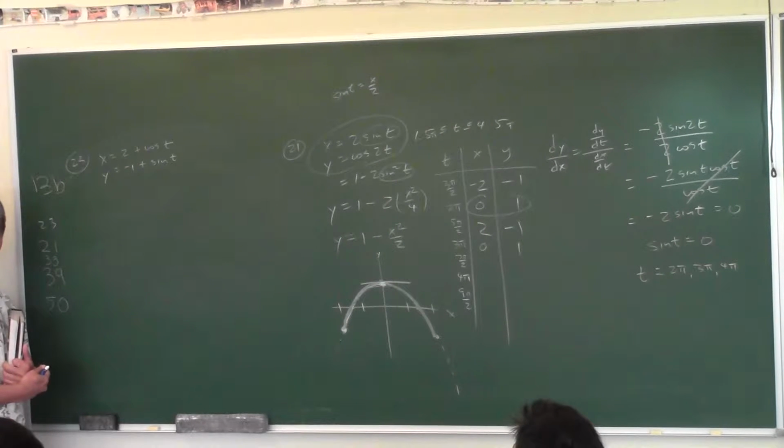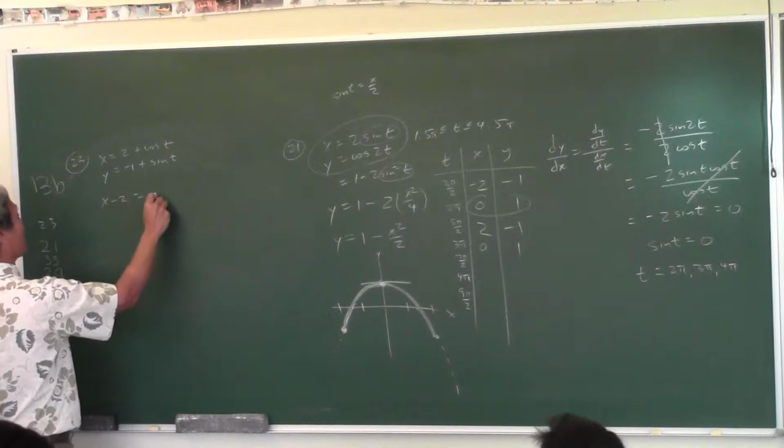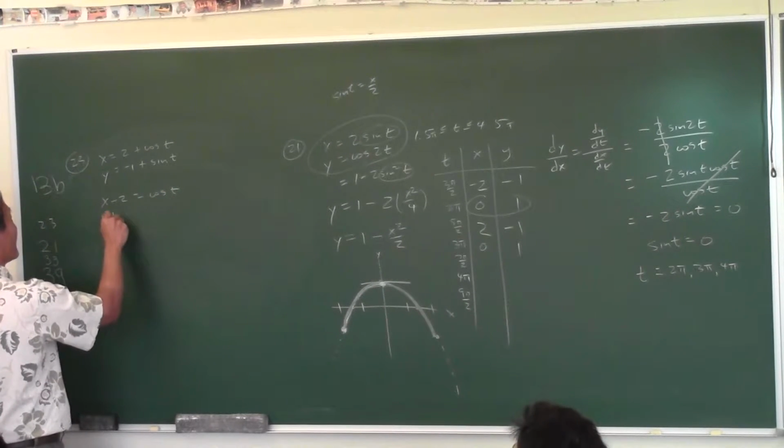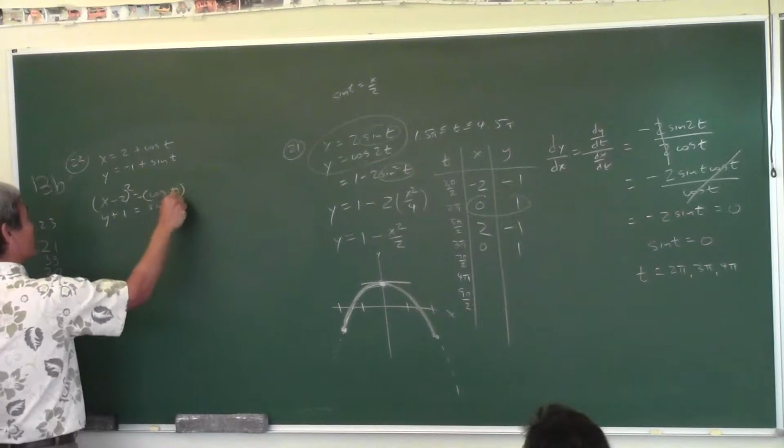A circle. How do you know? Yeah, because you get sine and cosine there. You square both sides and it's a circle. Because look, x minus 2 equals... you isolate the cosine, isolate the sine, square both sides.